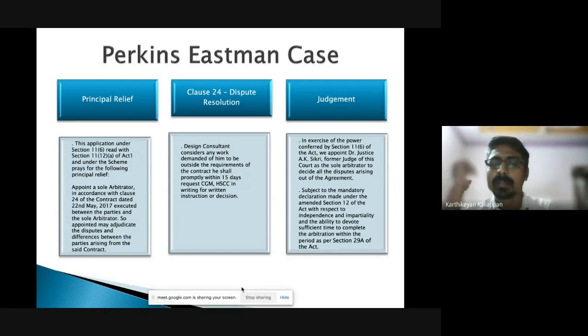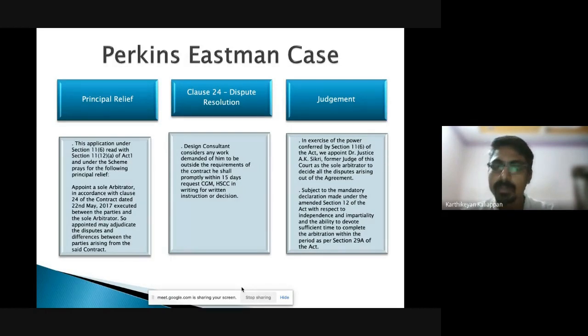So here, HSCC India Limited, who is our respondent, issued a request for proposal on 15th of July 2016 for appointing some design consultants for the project that they're going to work on. At that point, the consortium of Perkins Eastman Architect, situated in New York, and 85 Consultants Private Limited, based in India, who are the applicants, submitted a bid in September 2016.